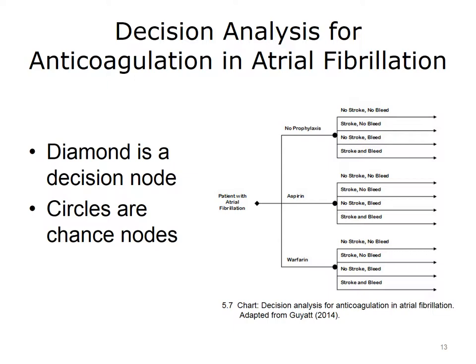Obviously, the best thing for the patient would be to have neither a stroke nor bleeding. We know from the medical literature that warfarin is more effective at preventing stroke, but it also has a higher rate of bleeding. We'd actually apply numbers into these different pathways through the decision analysis to make our decision. The circles are the chance nodes because with each of these treatments, there's a chance of any of those four outcomes. The diamond is the decision node for the decision that we're trying to make.